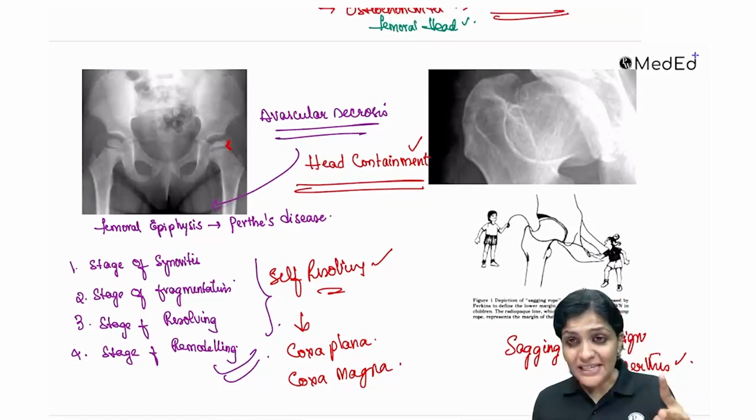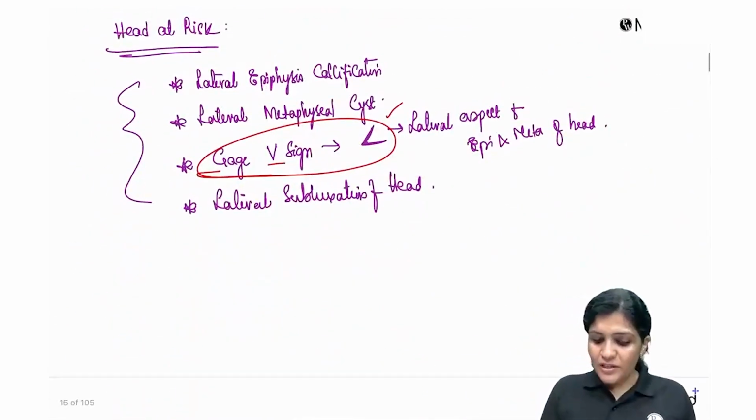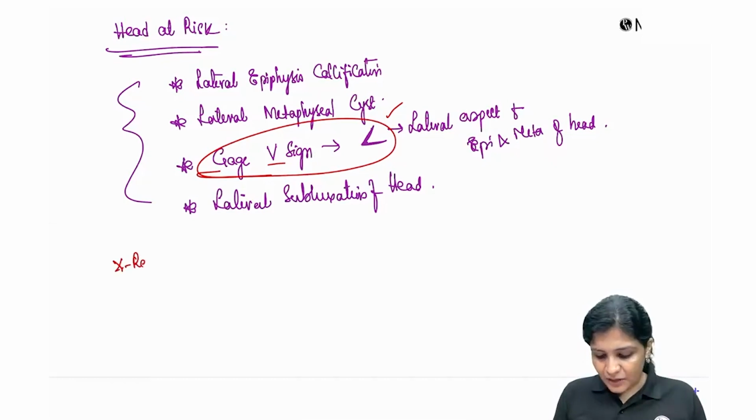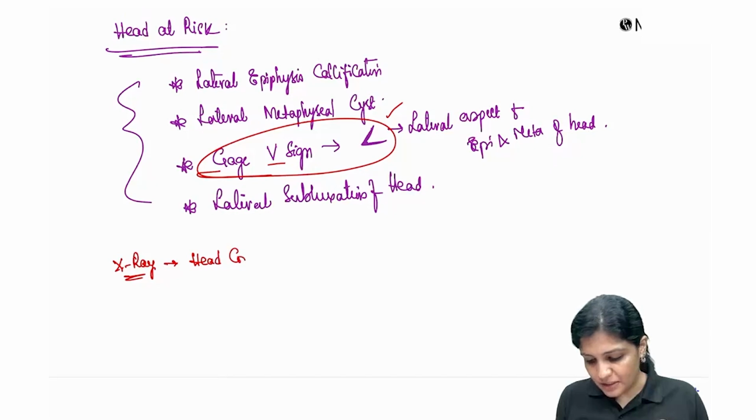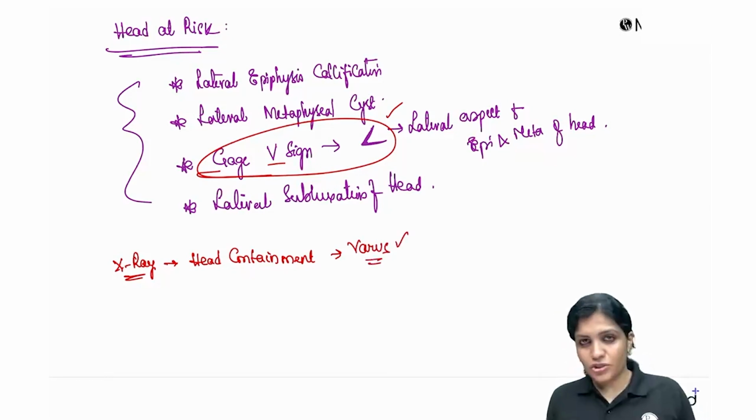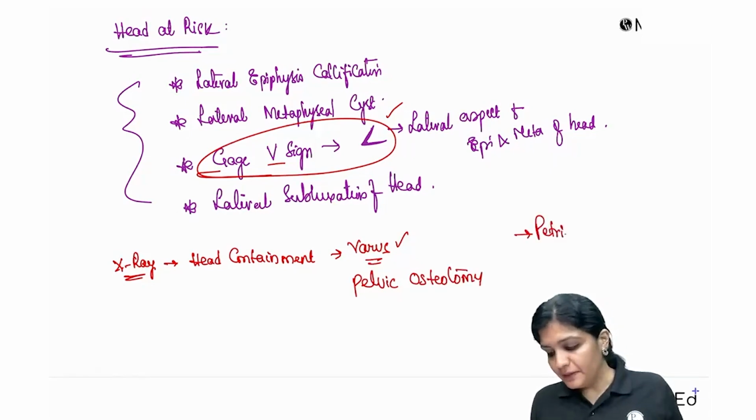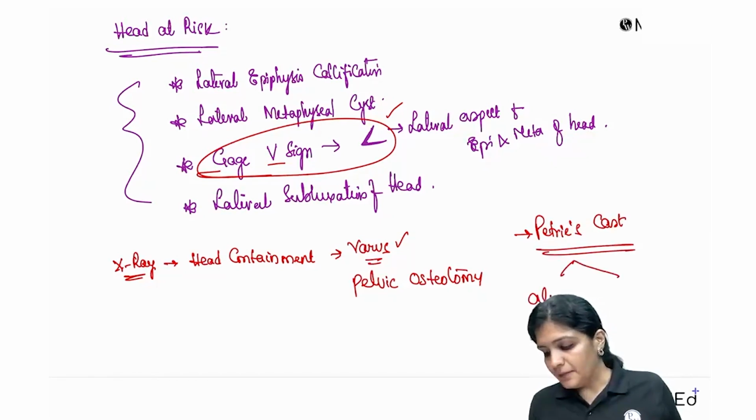The Gage or V sign is seen in Perthes, right? And what is the treatment? I have told you the treatment is always that you go for the x-ray and see at which stage it is, and you go for the head containment procedure. How do you do that? You do it with the varus, that is the proximal femoral varus osteotomy, and if the age is too high, you go for the pelvic osteotomy also. And what is the cast which is used here? This is called the Petrie's cast. So what you do, you put it in abduction.